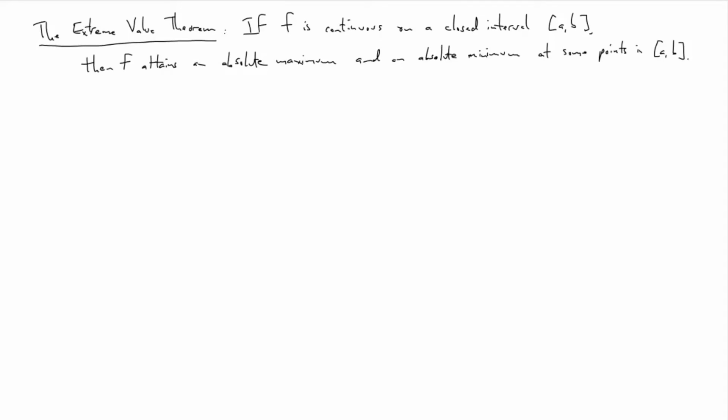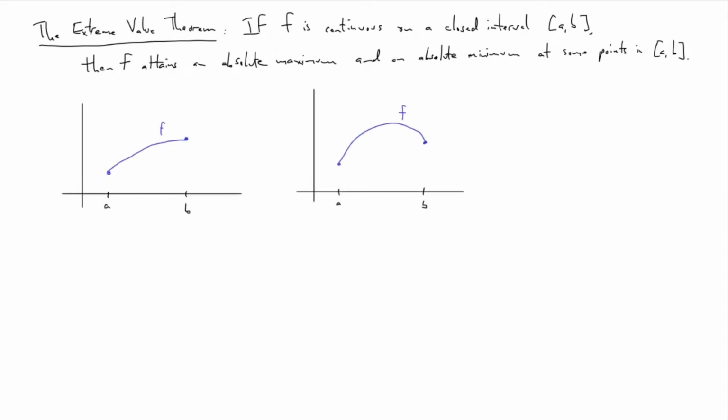If we have a continuous function f and it's continuous over some closed interval from A to B, then f has to attain an absolute maximum and an absolute minimum at some points in the interval from A to B. And here we have a couple of examples, two functions f that are continuous on a closed interval from A to B. If we look at the one on the left, it attains an absolute maximum right here at B. That's the largest value that it attains anywhere. And an absolute minimum right here at A, at the endpoint at A.